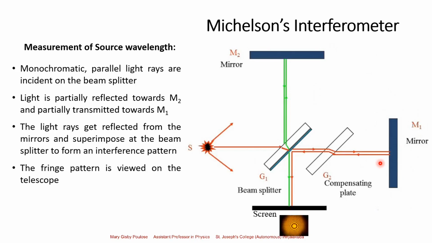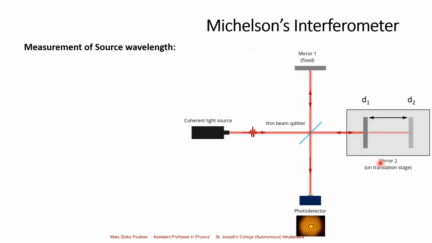Now the fringe pattern can be viewed on the telescope, and further measurements are done using the telescope. Now here I have mentioned that let this path be the reference beam and this path be the object beam. Now we do certain measurements using the object beam.